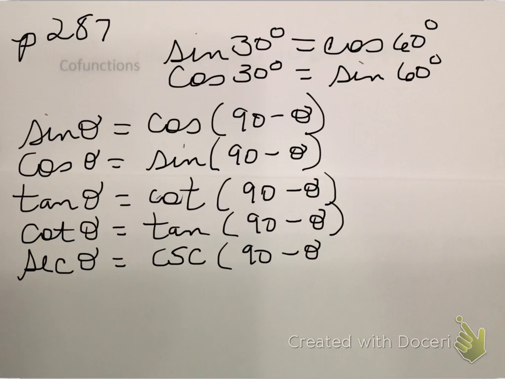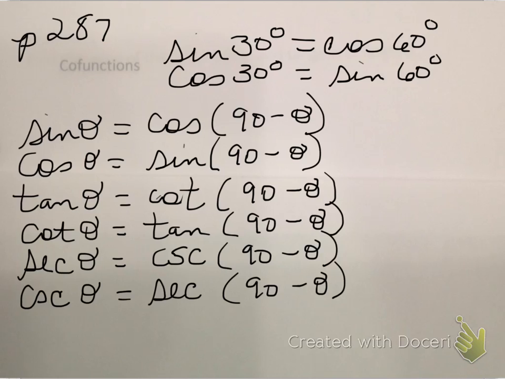And then we have cosecant, which is secant 90 minus theta. So those are your cofunctions, and like I said, there's not a whole lot on the assignment with the cofunctions, but there is a few, and they can be handy.